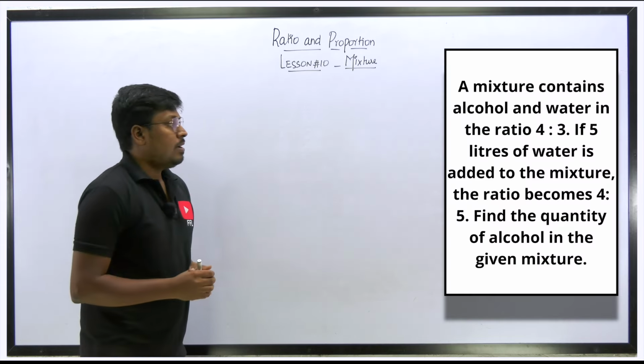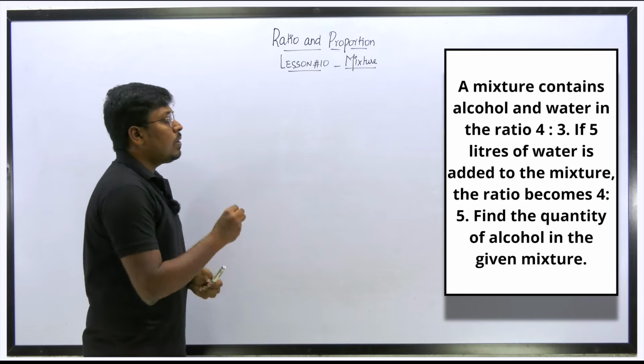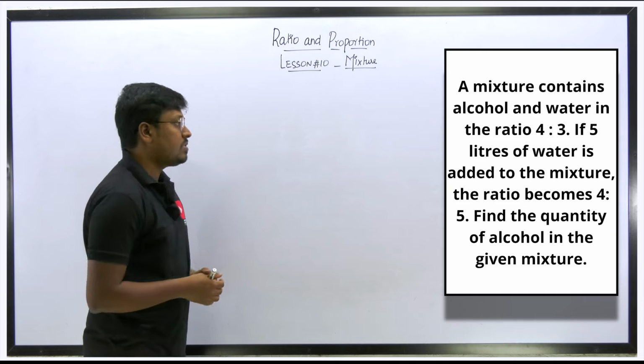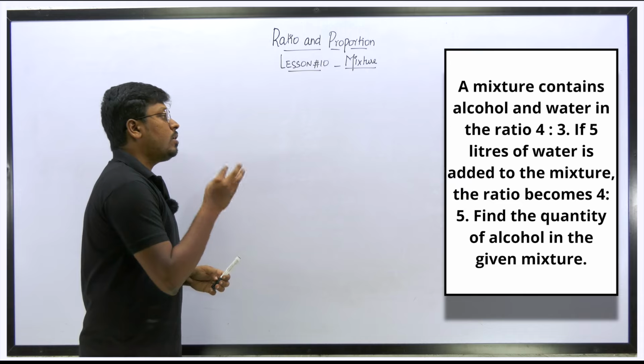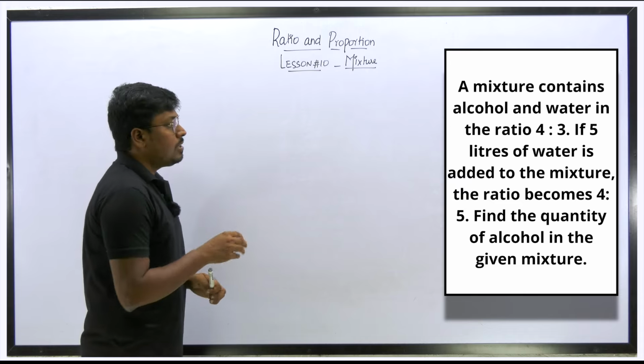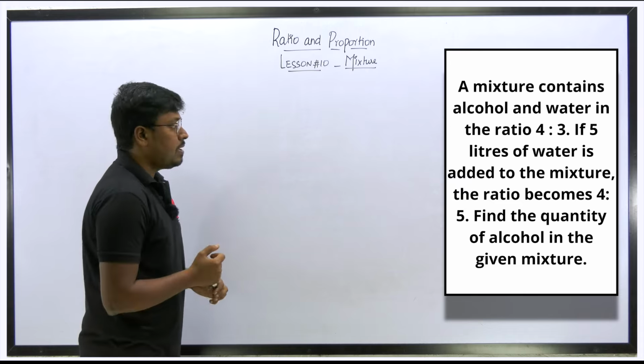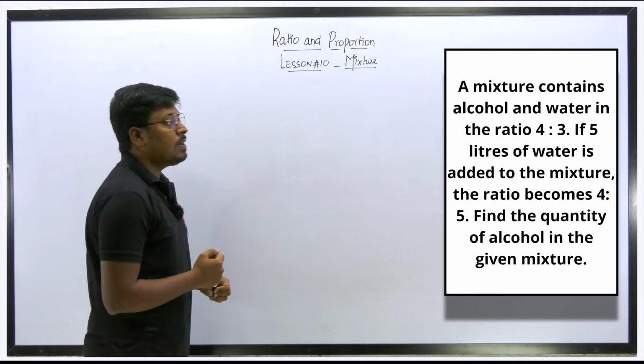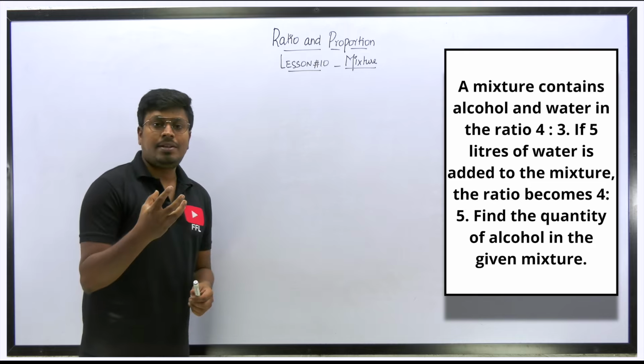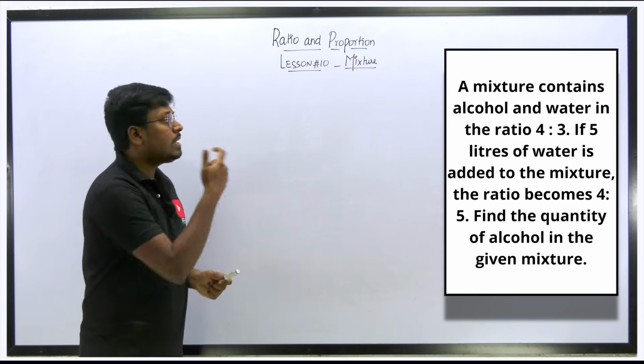Question number 1. A mixture contains alcohol and water in the ratio 4:3. If 5 liters of water is added to the mixture, the ratio becomes 4:5. Find the quantity of alcohol in the given mixture. So our target is to find the quantity of alcohol in the given mixture.